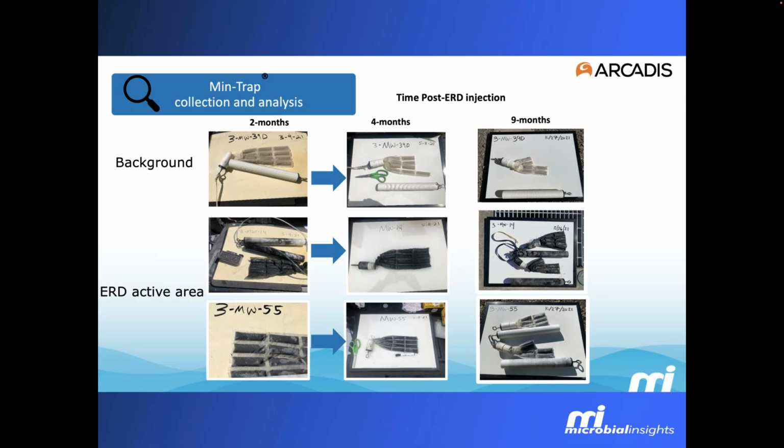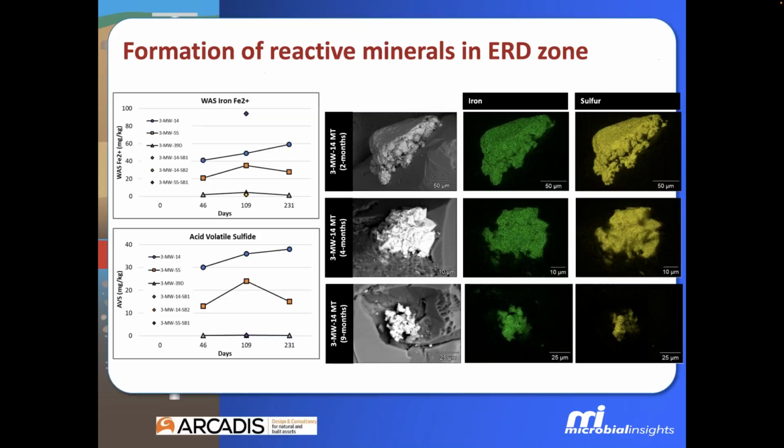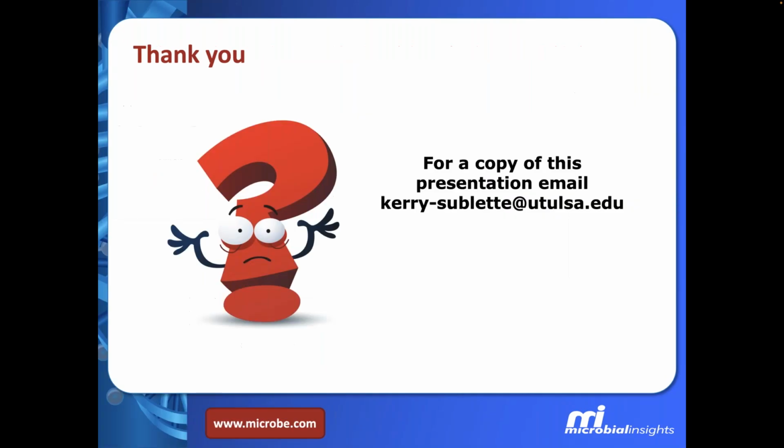Just to very quickly show you, here are some MinTraps deployed in background and in an active ERD area of the site where a lot of reductive dechlorination is going on. You can see in the active ERD area, they've turned black. They've turned black due to the formation of iron sulfides. These iron sulfides are basically responsible, these are active minerals responsible for abiotic reduction of chlorinated hydrocarbons, which can be picked up from the chemistry as well as analyses like XRD.